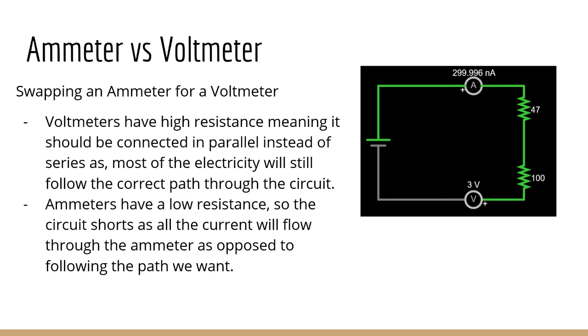So you want the ammeter to be in series, because if it's in parallel, none of the actual current will flow through the ammeter. It's going to simply stick to the normal path of the circuit. So when you're using an ammeter, it should usually be in series, versus if you're using a voltmeter, it should be in parallel, and that will directly affect your data.